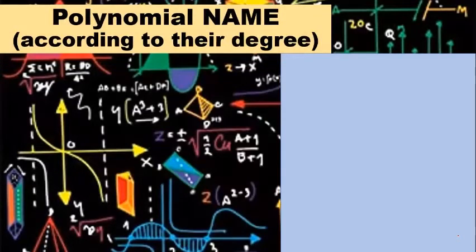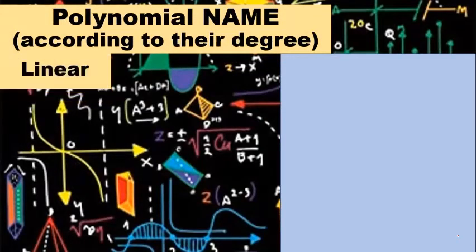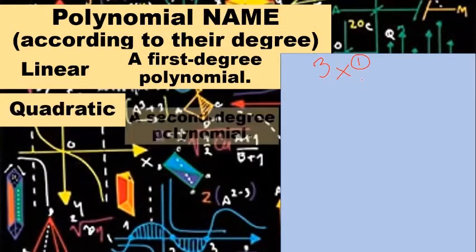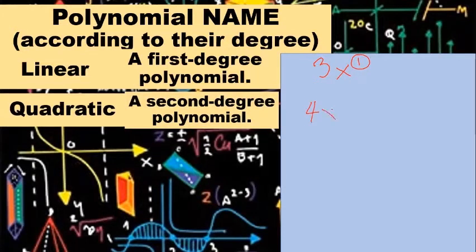Next, we can name the polynomial according to their degree. So linear, it is a first degree polynomial. Say for example, we have 3x. So the exponent of x is 1. So therefore, this is a first degree polynomial. So therefore, this is a linear. Next, quadratic, a second degree polynomial. We have 4x squared plus x plus 1. So the first term, we have 4x squared. We have the exponent of 2. So therefore, this is a quadratic.